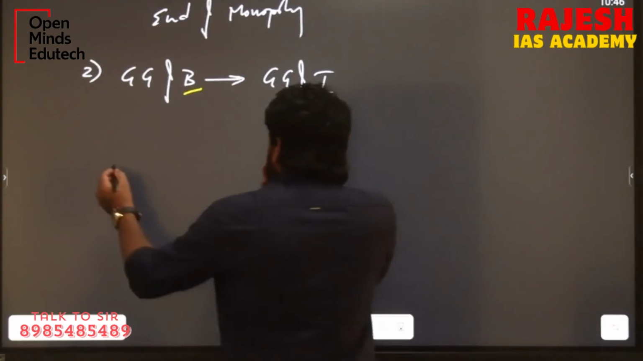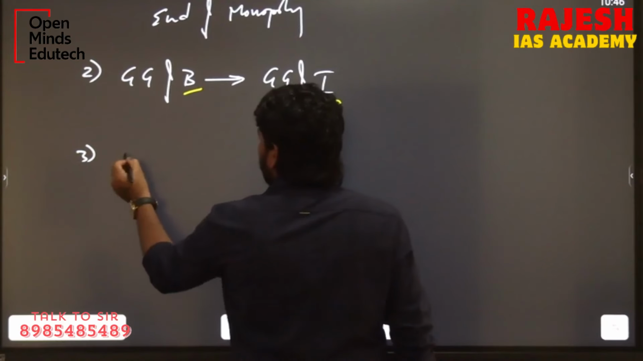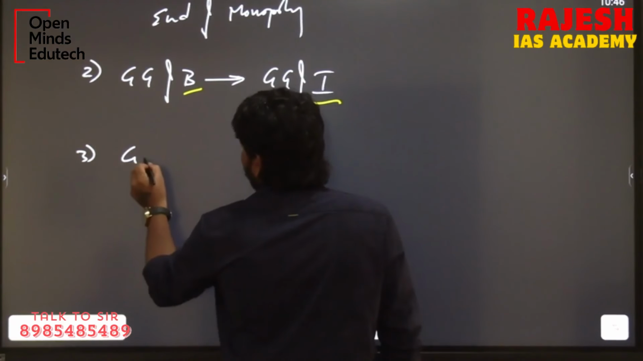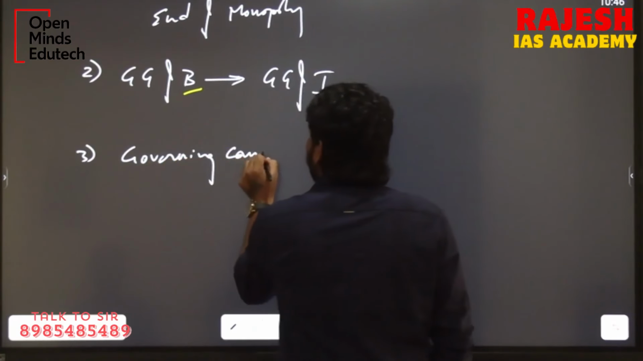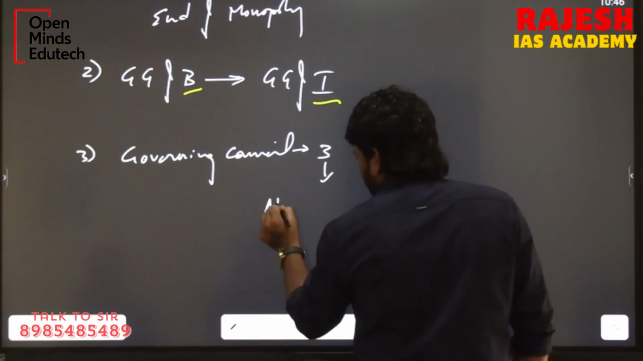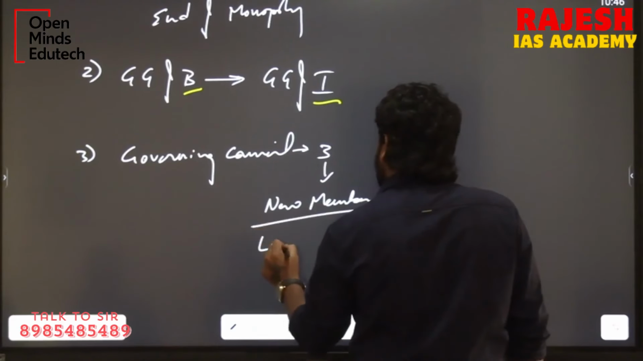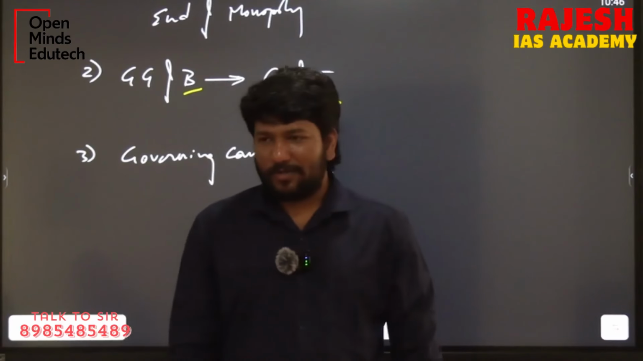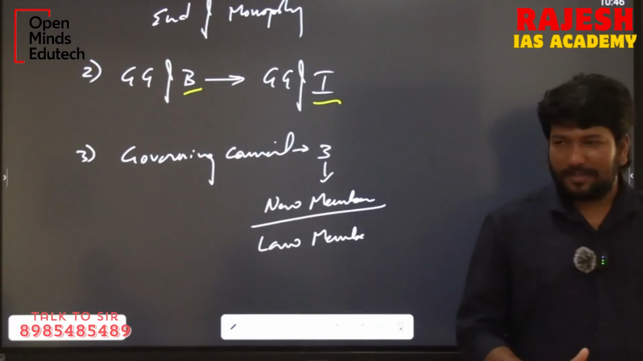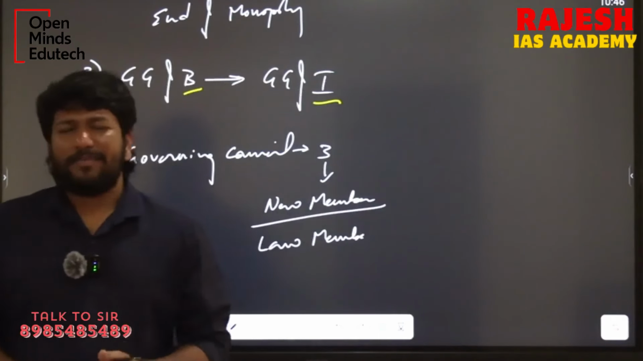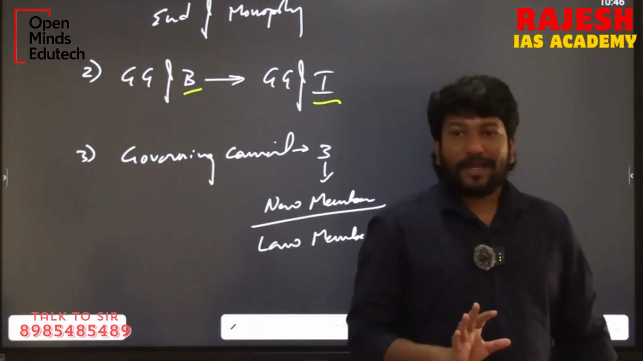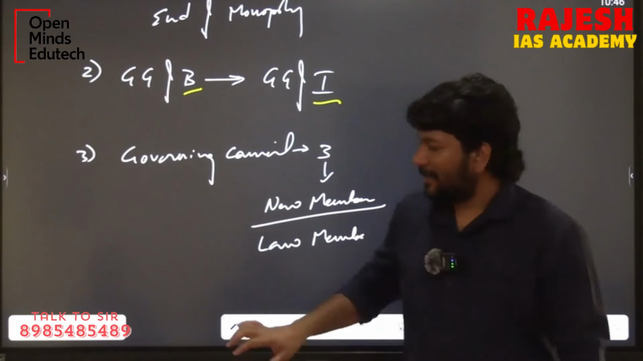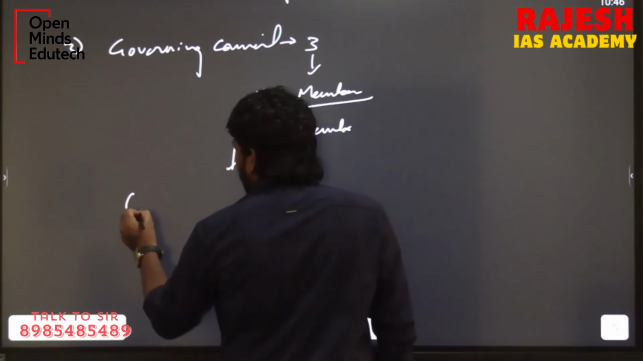Right? Next one. See the Governing Council. How many members? Three. Now the new member added is a law member, and his name is Macaulay. The new law member is added to the council to codify the laws. Macaulay means education, but his name is Macaulay. Not Lord Machiavelli, Lord Macaulay.